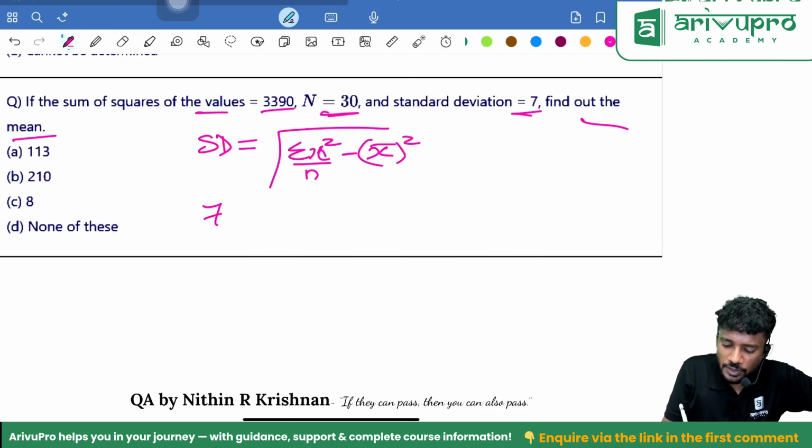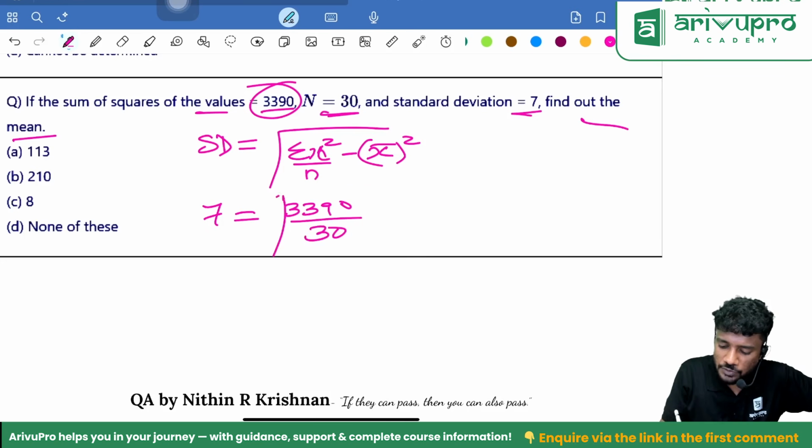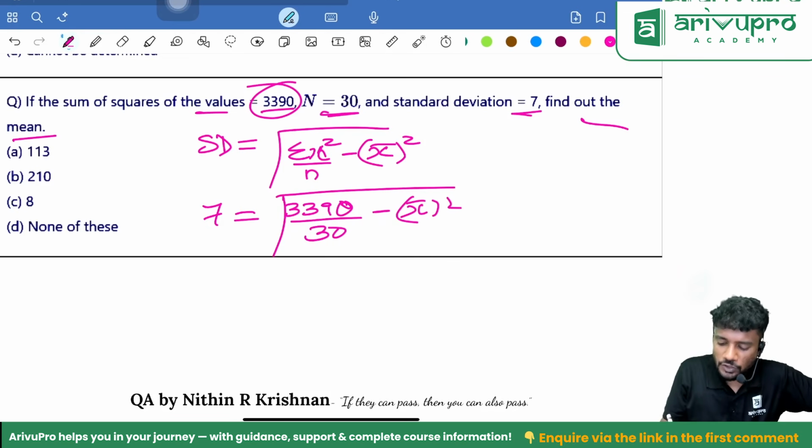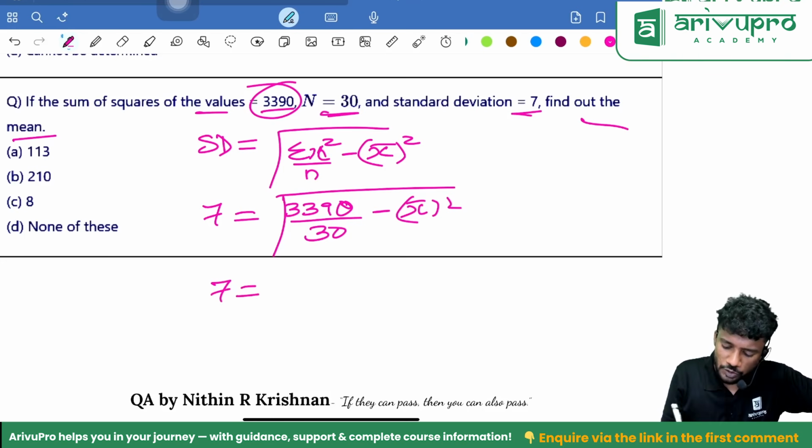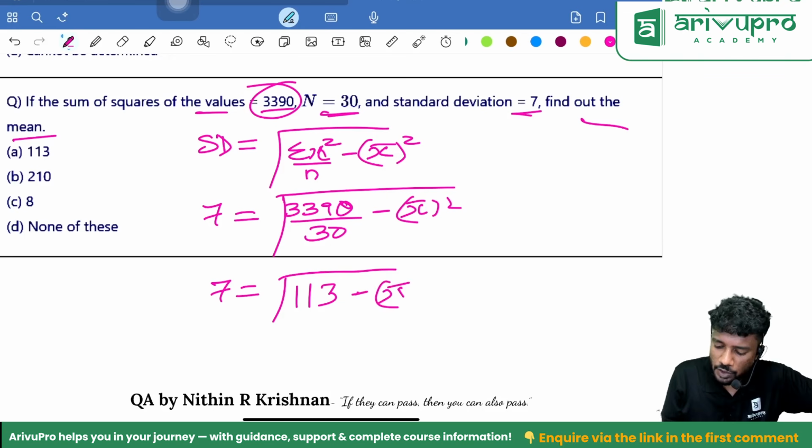Standard deviation is 7. Then sigma x square is 3390, divided by how many terms? 30 terms. Root of 3390 by 30 minus x bar the whole square. So 3390 by 30 is how much? 113. So 7 is equal to root of 113 minus x bar the whole square.